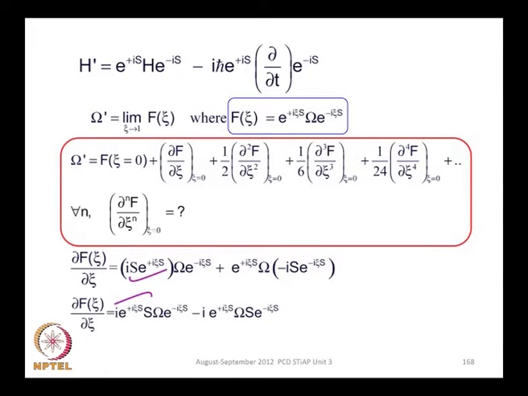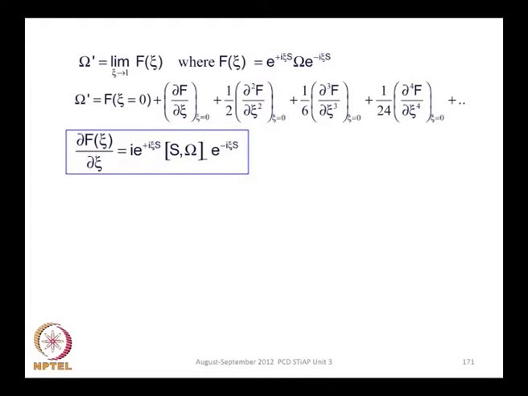Now these two terms commute, so you interchange their positions, and now you can combine these two terms by sandwiching this commutator s omega minus omega s in between these two exponential operators. Okay? Clear? So this is your first derivative with respect to xi, which involves this commutator.